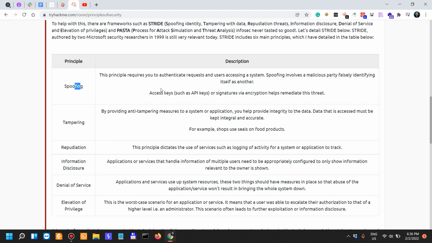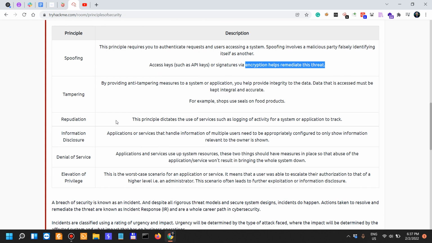Spoofing. What does it mean to spoof? This actually requires you to authenticate requests and users accessing a system. Spoofing involves a malicious party falsely identifying itself as another. So this actually comes as spoofing an identity. Access keys help remediate this threat.